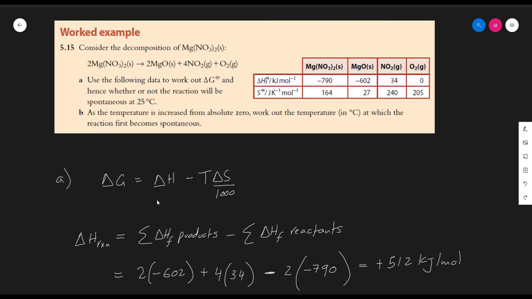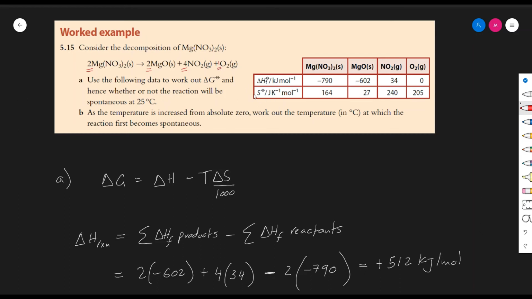to calculate the enthalpy change of reaction using enthalpy change of formation values, which is the sum of the enthalpy change of formation of products subtracted by the sum of the enthalpy change of formation of reactants. The values given over here are per mole, so they should be multiplied by the correct stoichiometric ratios listed in the equation. I have 2 moles of magnesium nitrate, 2 moles of magnesium oxide, 4 moles of nitrogen dioxide, and 1 mole of oxygen gas.